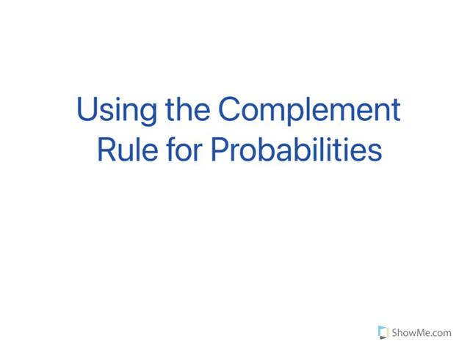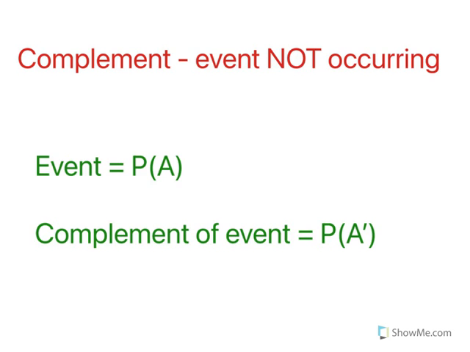Using the complement rule for probabilities. First, what is a complement? Well, when we're talking about probability, we are talking about an event not occurring. So the complement of an event is basically the opposite. If the event is A, then the complement, we call it A prime, or everything that is not in A. So we could say A and not A, literally everything else.